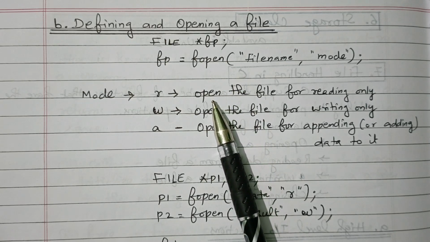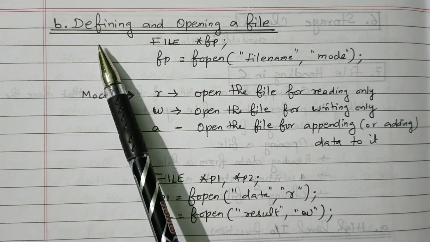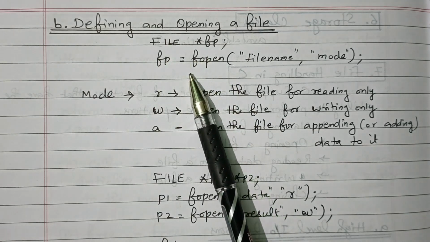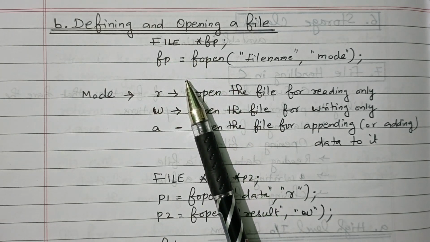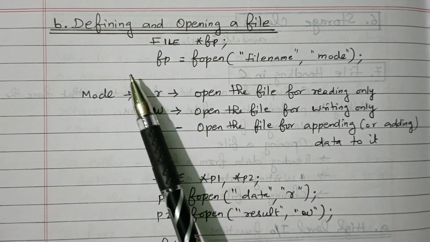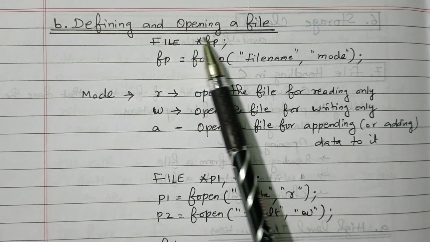Now we'll go to the topic, defining and opening a file. In this video we are going to see the file handling in C language: how to open the file, how to define the file, how to close it, and what input output operations are available. Defining and opening a file.